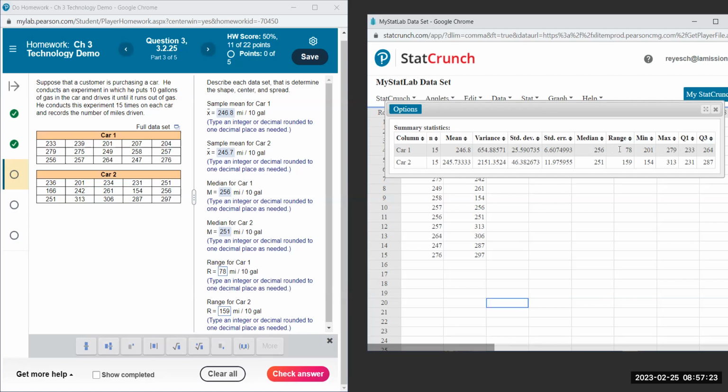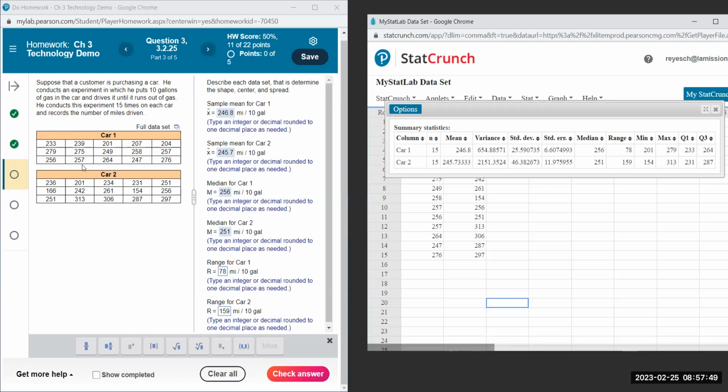78 miles per gallon. For car 2, the difference was from the highest, which was 313, to the lowest, which was 154, which is 159. So it seems like with car 2, there's more variation in the numbers. That means there was more variation between these values. Like the difference between the lower numbers and the higher numbers was more spread out than these.